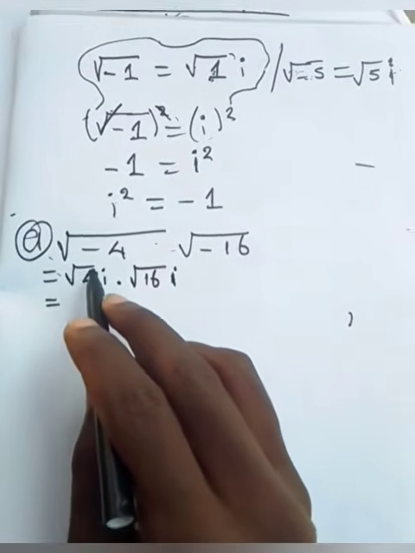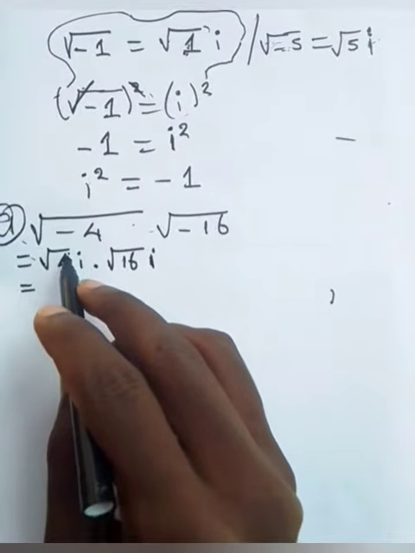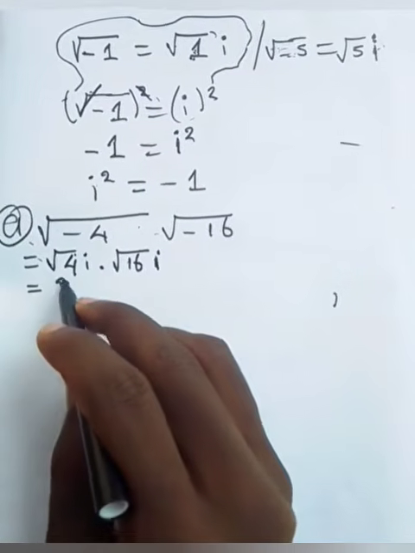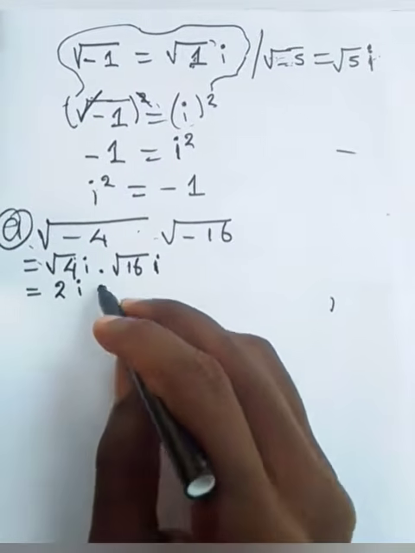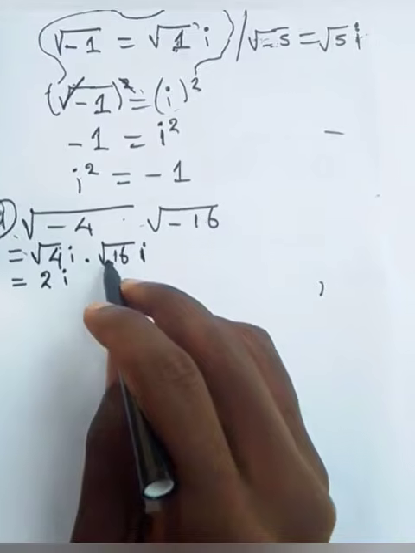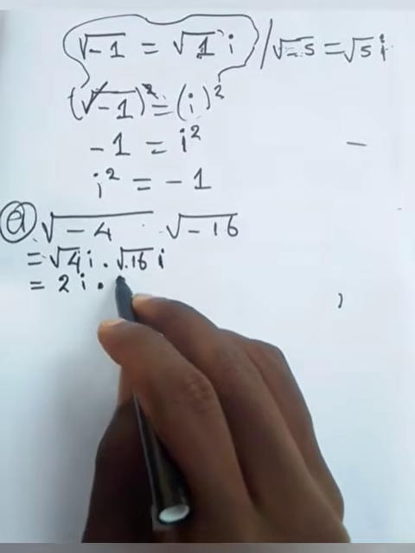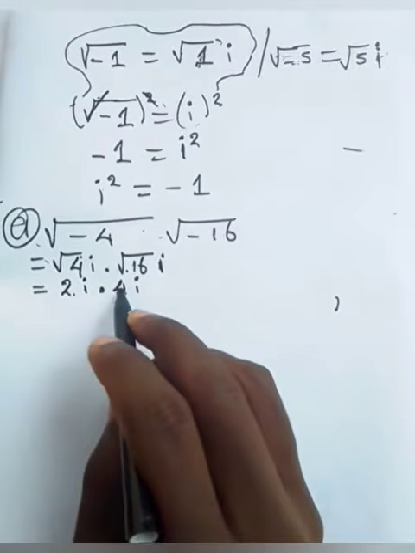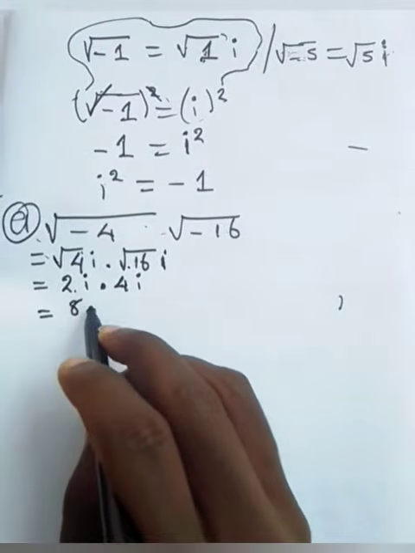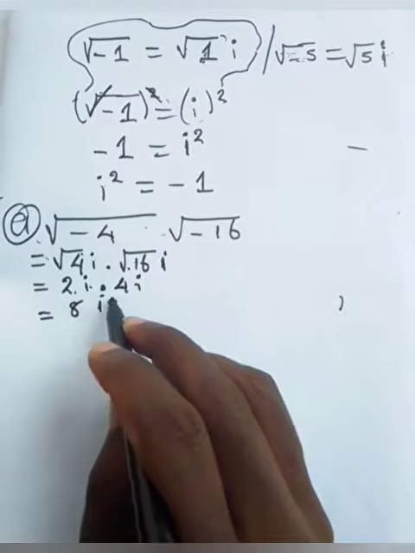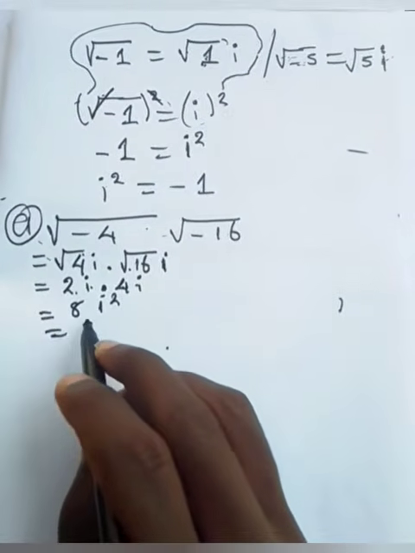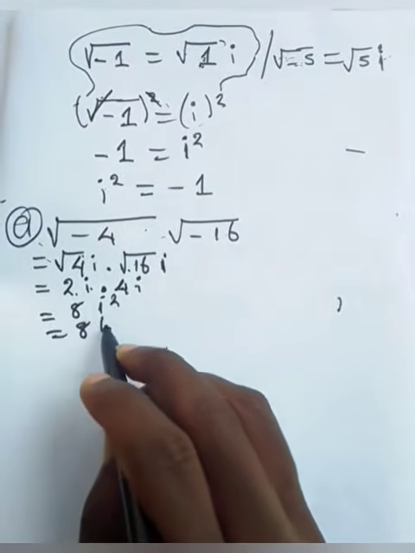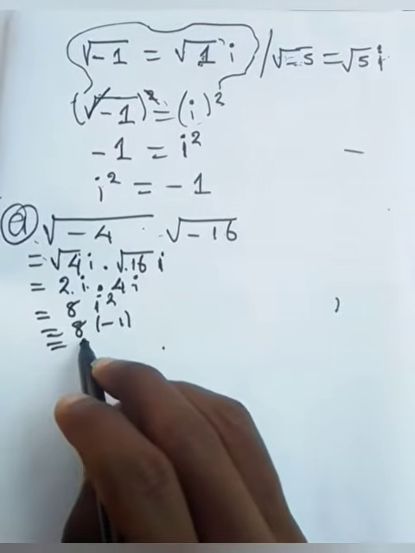What is the square root of 4? The square root of 4 is simply 2, right? So we have 2i. And the square root of 16 is 4, right? So times 4i. Now, 2 times 4 is what? 8, right? i times i is i power 2. Now remember, I told you that whenever you have i power 2, it is the same as negative 1. So the final answer is negative 8.